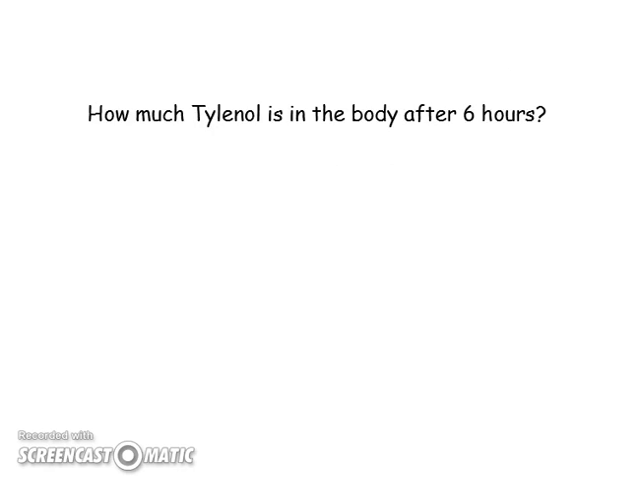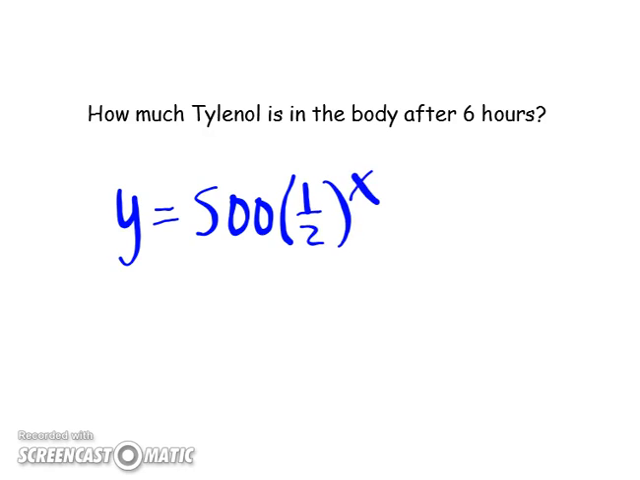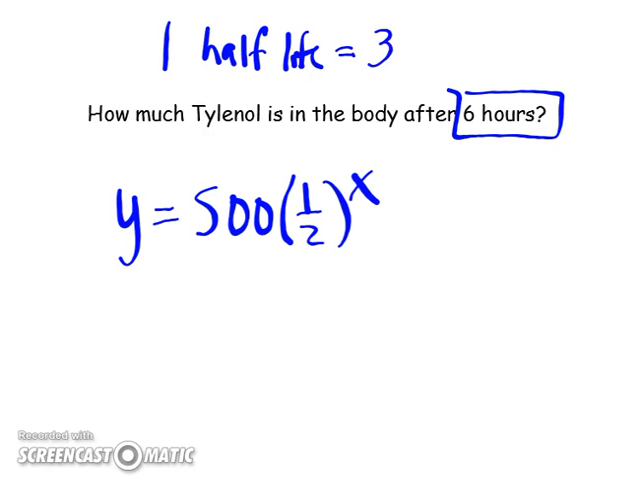Now, how much Tylenol is in the body after 6 hours? So we know we have this equation, y equals 500 times 1/2 to the x. And x is the number of half-lives. Well, it's been 6 hours, and we read back a few pages that 1 half-life for Tylenol is about 3 hours. Now, you all know we talked in class, it depends on the person, but this is just what we're going with. The half-life is about 3 hours. So if it's been 6 hours, how many half-lives is that?